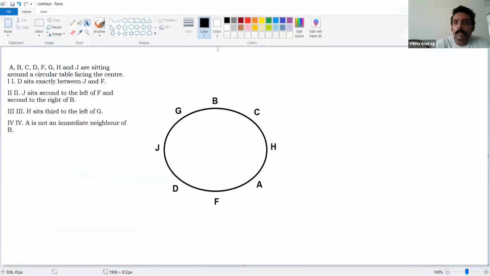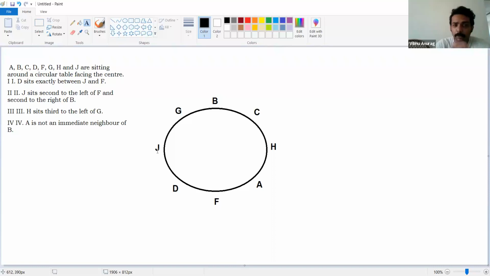So yes, in the morning, as I was telling you, for questions 1 to 5, this is what you should get. Okay, I will explain it once more. We know that J sits second to the left of F. So I'll put F anywhere I want, here. And J is second to the left of F. Since everyone's facing the center, left and right will be placed accordingly. We know that D is exactly between J and F, so I put D here. And I know that J is second to the right of B, so B will come here.